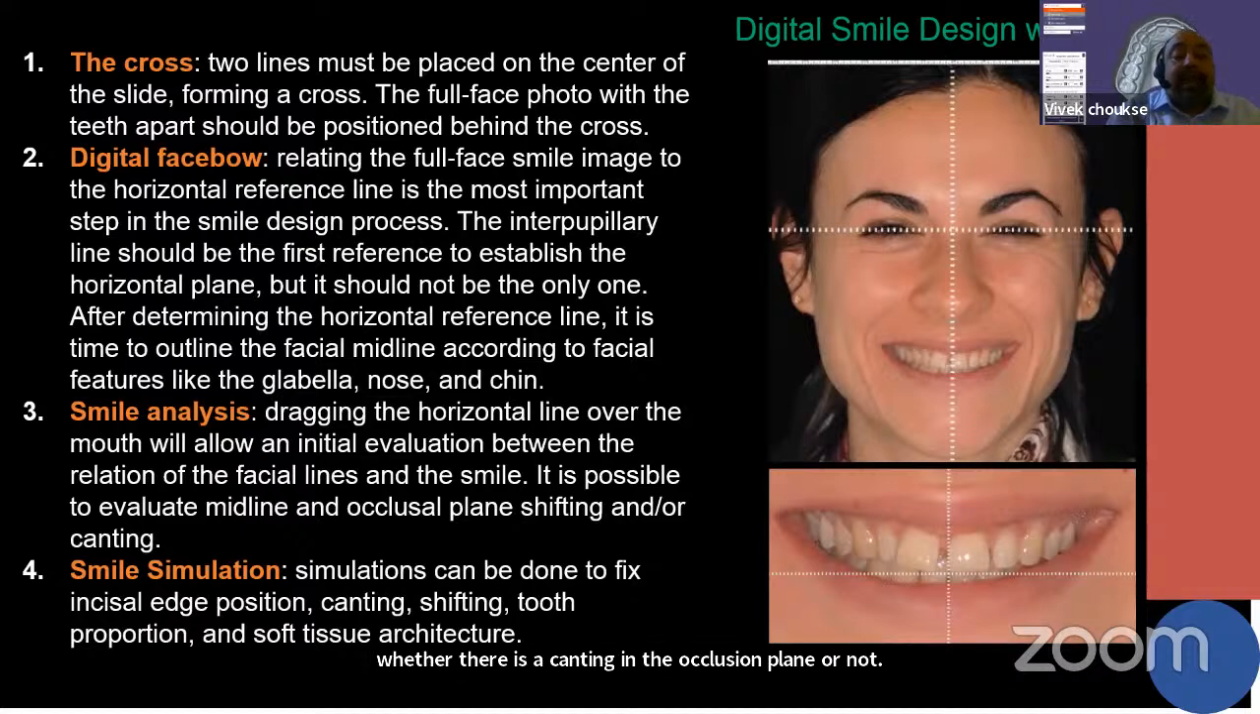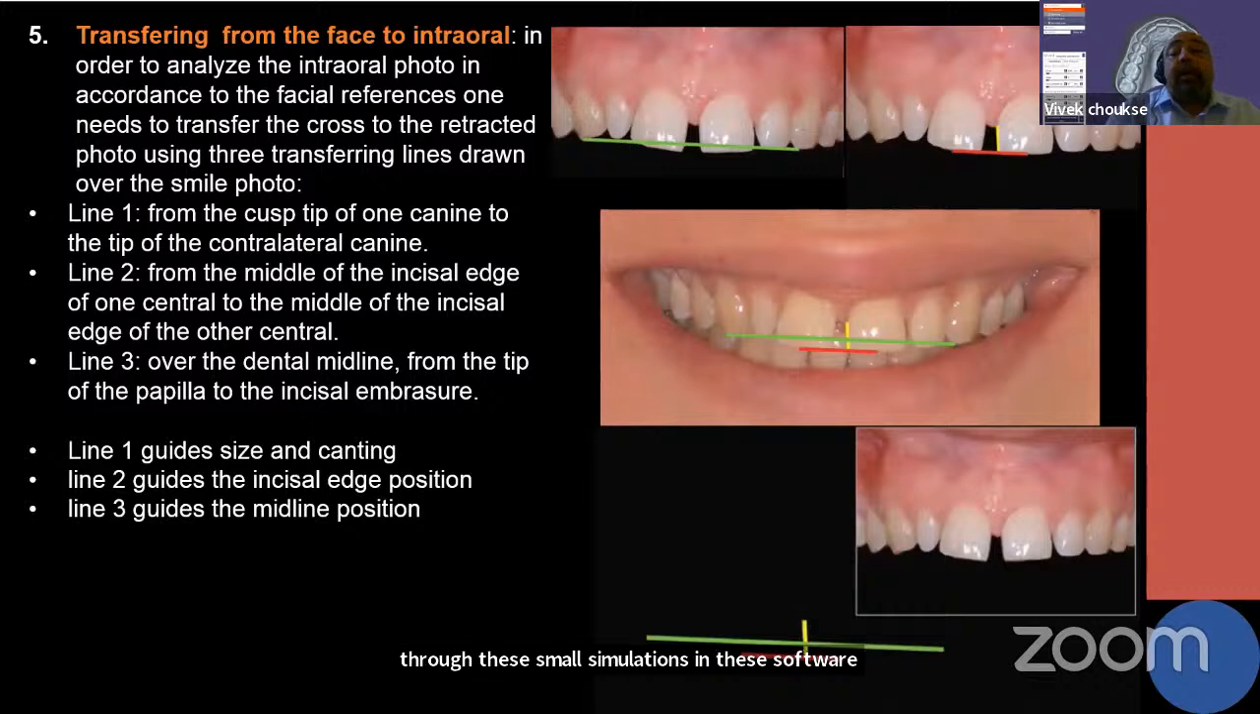Then there is a smile analysis. There are templates of a smile analysis which can be used for each individual case. Then there are smile simulations available through which we can alter the incisal edge position, the canting, the shifting, the tooth proportion, and the soft tissue architecture in these softwares.